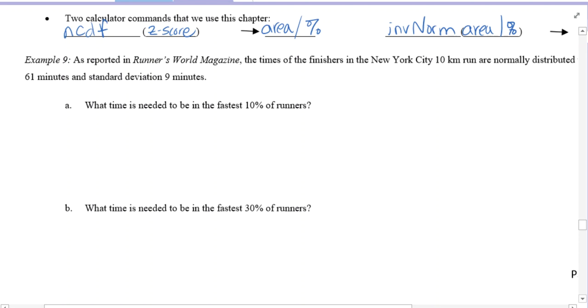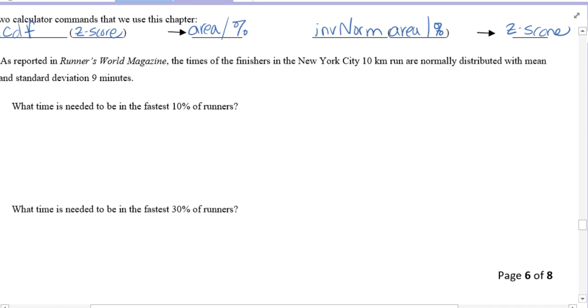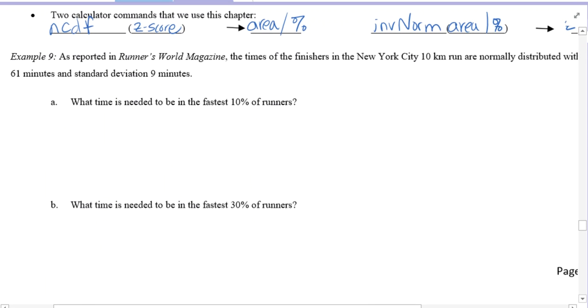All right. As reported in Runner's World magazine, the times of finishers in the New York City 10-kilometer run are normally distributed with a mean of 61 minutes and a standard deviation of 9 minutes. So again, I'm going to keep track of things. Normally distributed, we have our mean of 61, standard deviation of 9 minutes. What time would be needed to be in the fastest 10% of runners?